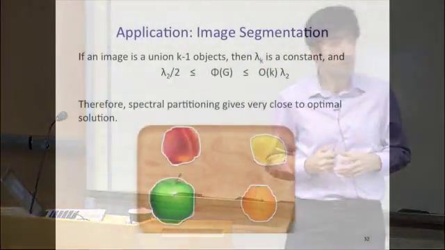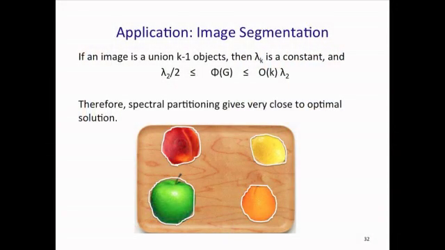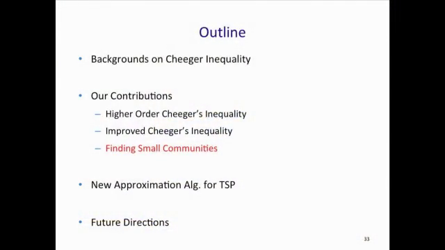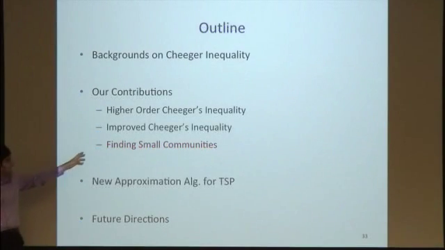So this was what I wanted to say about this result. So basically, you can segment this image and get these objects. Let me tell you very, very little about this last result, like 2 to 3 minutes, about finding small communities in large social networks.